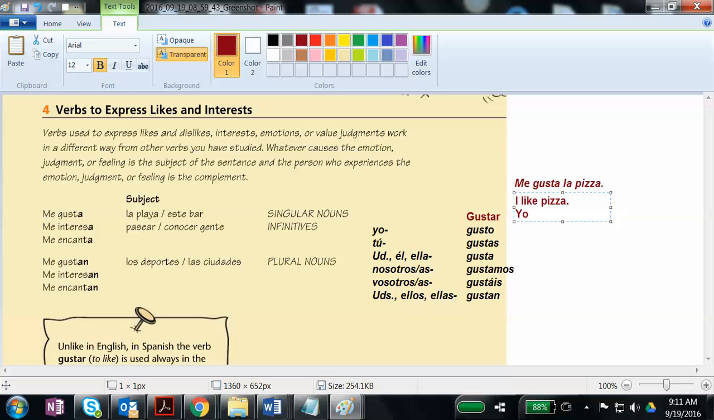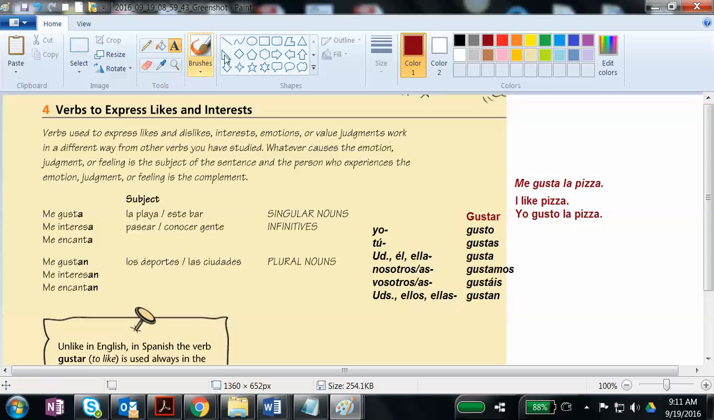All right. And so if gustar means to like, the spelling of gustar that goes with yo is gusto. And then we would have la pizza. Okay. But that is not what I have. Me gusta la pizza is how you say I like pizza. So this is wrong.